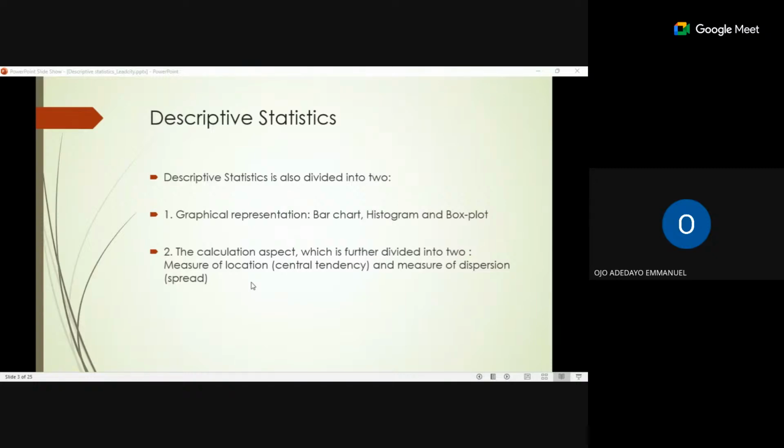Measures of dispersion. Under the measure of dispersion, we have the range, the variance, the standard deviation, the skewness, the kurtosis, and then what we call the coefficient of variation. So the coefficient of variation is also part of the measure of dispersion. We are going to be checking that in this class.